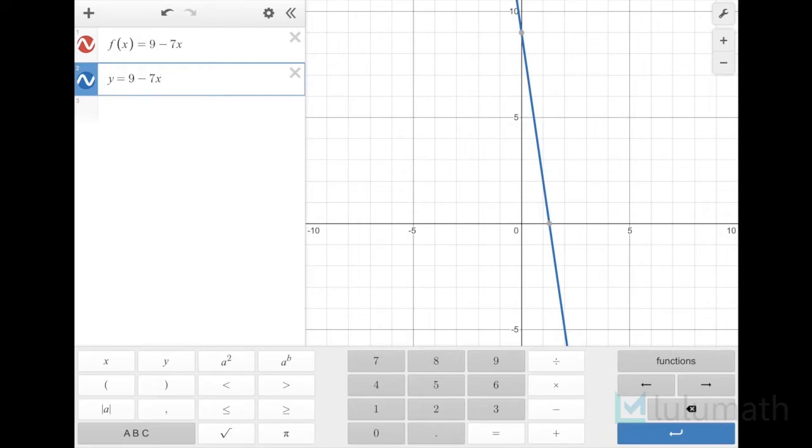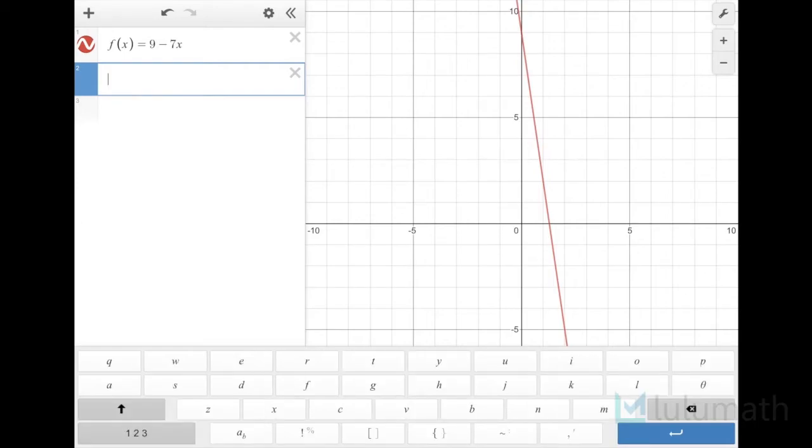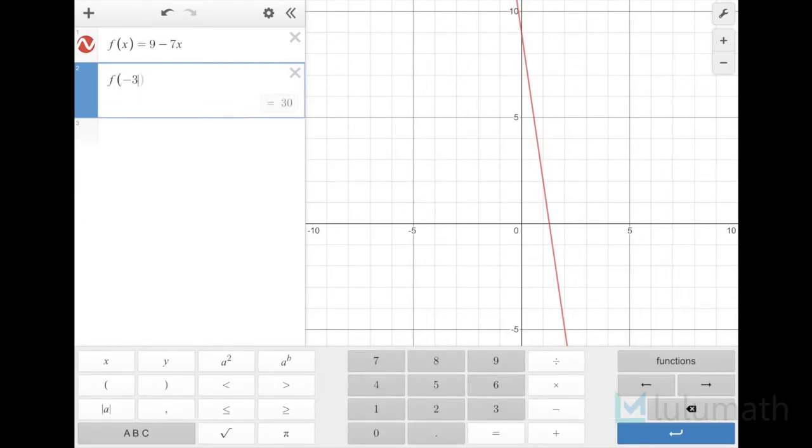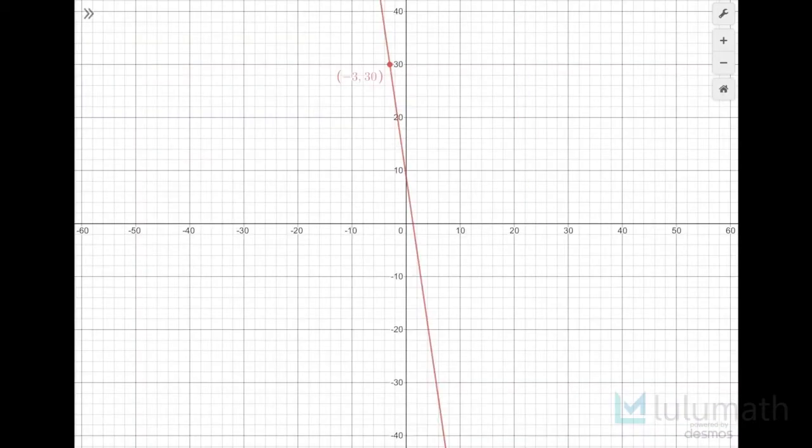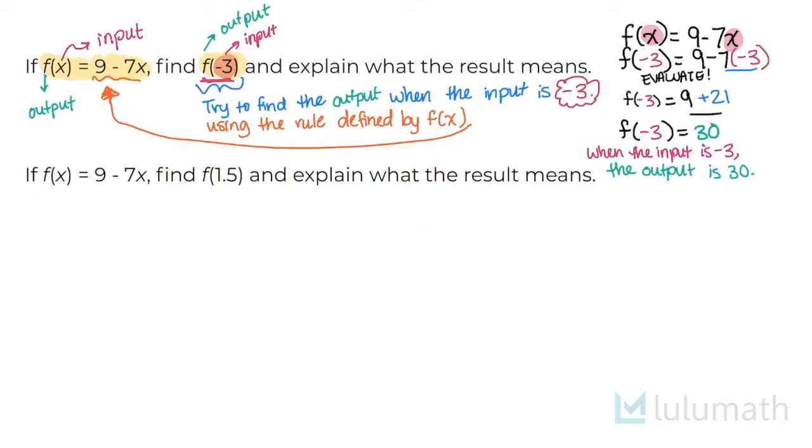But what's nice about the function notation is, if I want to figure out what f of negative 3 is, I just type in f of negative 3 here, and it tells me that the answer is 30 because it knows that when my input is negative 3, we just plug in negative 3 into this equation up here, and we get our output of 30. And if you take a look at what we have here, we have the point negative 3, 30, and it's a point on our graph because when the input is negative 3, the output is 30. Negative 3 is my x value, my input, 30 is my y value, my output, and it is on the graph of my function.